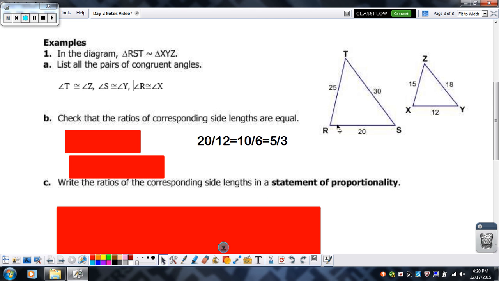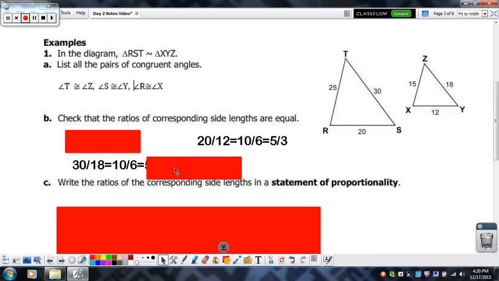You can put the small on top of the large. You just have to make sure you do the same order for all three. So since I put my big triangle on top, my little triangle on bottom, that's what I'm going to do for my other sides. Next, I'll look at side ST. Side ST is 30, so the last two letters, and my corresponding side is side YZ, 18. So I'm going to put my large on top of my small, 30 divided by 18, which also simplifies to 5 divided by 3.